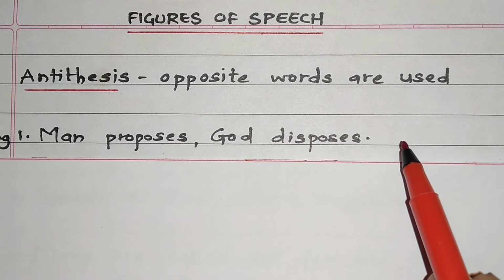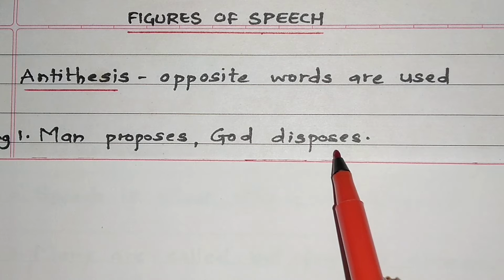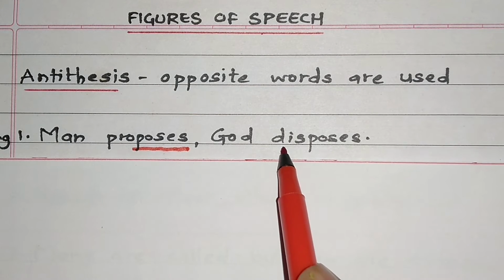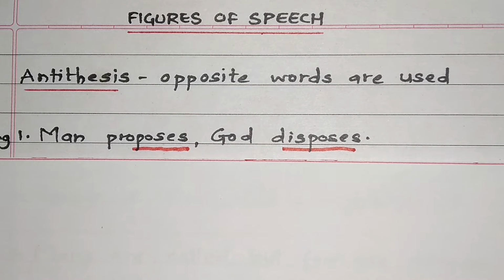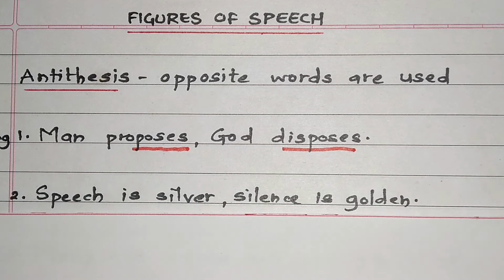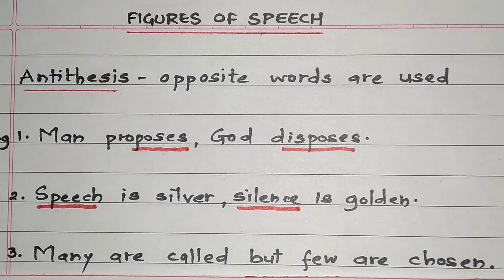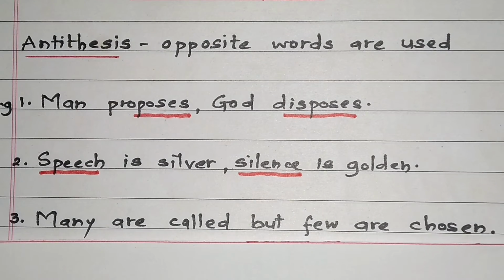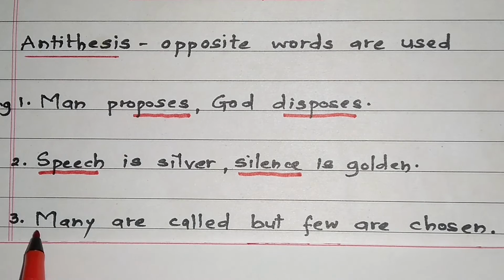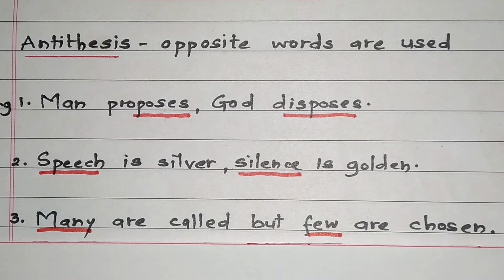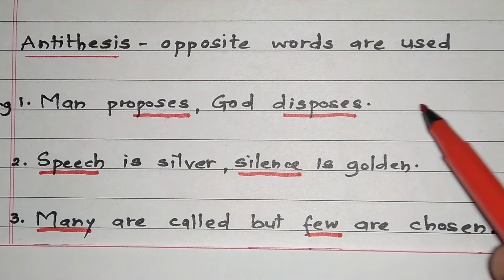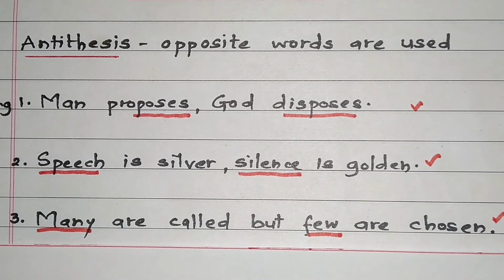For example, man proposes, God disposes. Proposes and disposes are opposite words. Next, speech is silver, silence is gold. Here, speech and silence are opposite words. Next, many are called, but few are chosen. Here, many and few are opposite words. Therefore, in all these three examples, the figure of speech is antithesis.